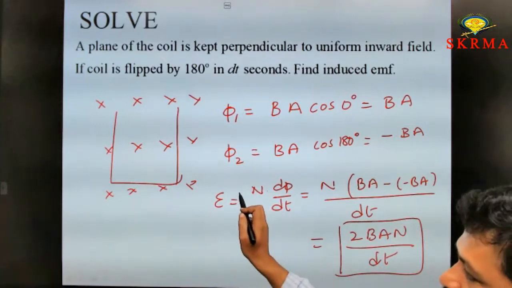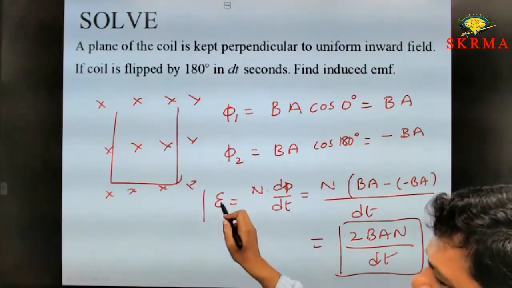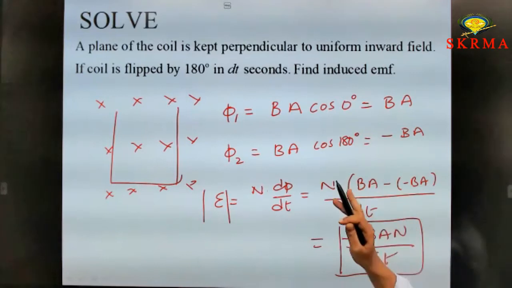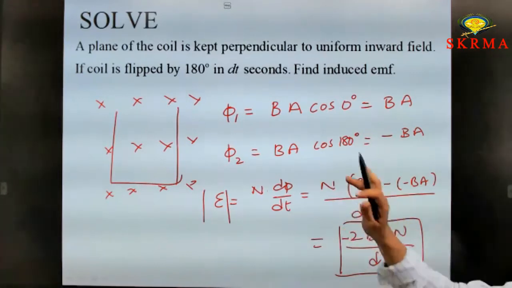Yes, mostly they are asking about the magnitudes only. This way I didn't mention the sign. If you want to mention it, then the entire equation carries some sign. Basically, they often ask the magnitude of EMF. E is equal to N d phi by dt. This is the basic explanation for this problem.